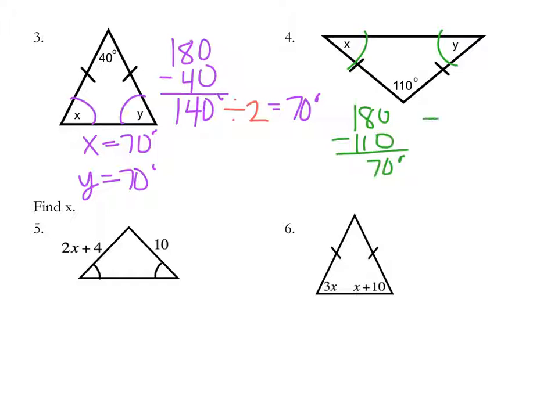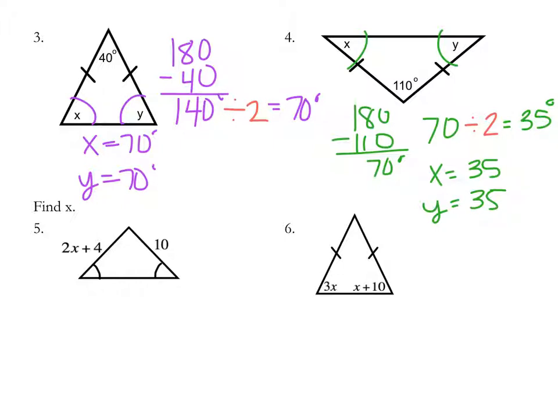And now I have to take that 70 degrees and split it between the two angles. So I have to divide it by 2 to be able to split it between those two that are missing. And each angle is going to be 35 degrees. So x is 35 degrees and y is 35 degrees. So that's how you find angles.